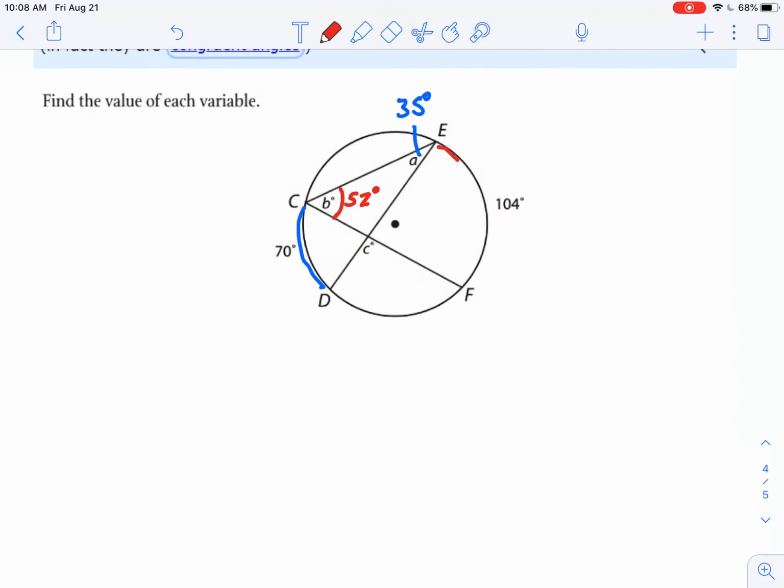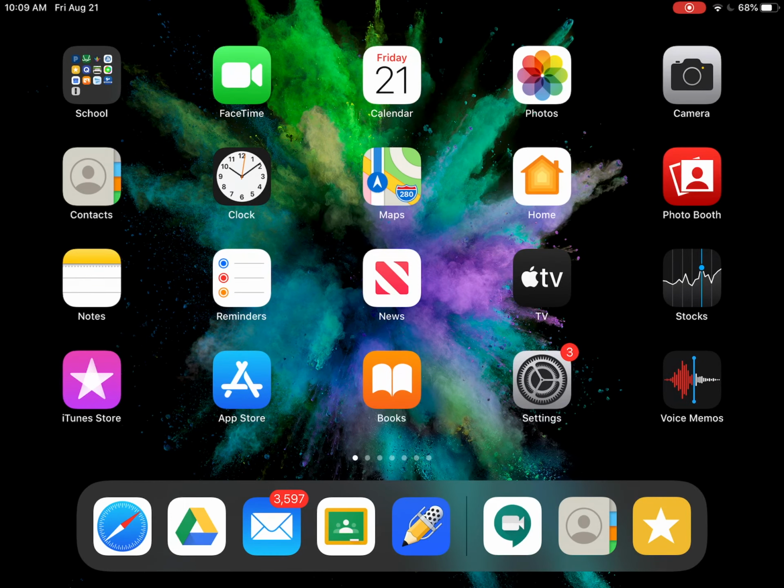Now, how am I going to find the measure of angle C? Well, here we go. If you look, I have a triangle here, and I know two of the measures of the angles in this triangle. So to find the third, I could just do 360 minus 52 minus 35. Let's see if I have my calculator up. I don't.